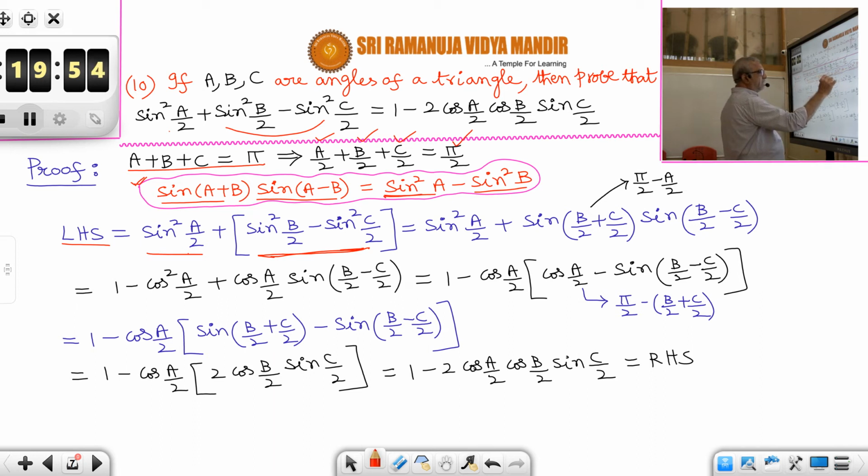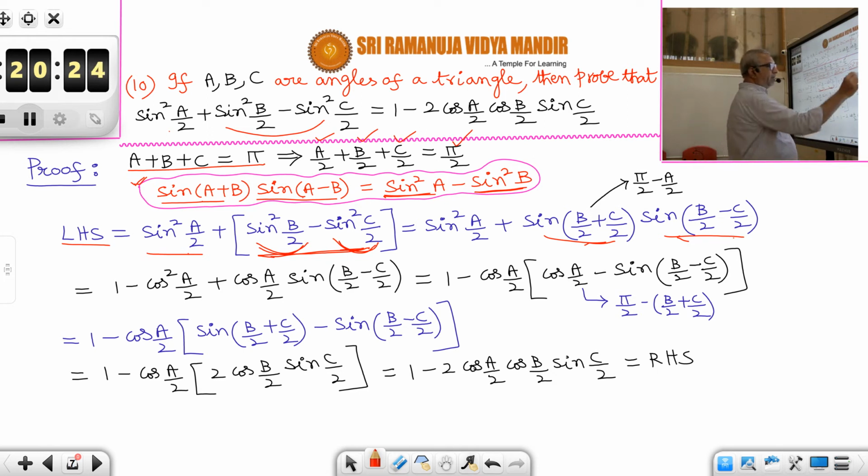So the formula is sin square a minus sin square b is equal to sin a plus b into sin a minus b. Therefore sin square b by 2 minus sin square c by 2 will become what in the next step? Sin of b by 2 plus c by 2 into sin of b by 2 minus c by 2. Okay, sin a plus b into sin a minus b. Here sin b by 2 plus c by 2 and sin b by 2 minus c by 2. That is the next step.